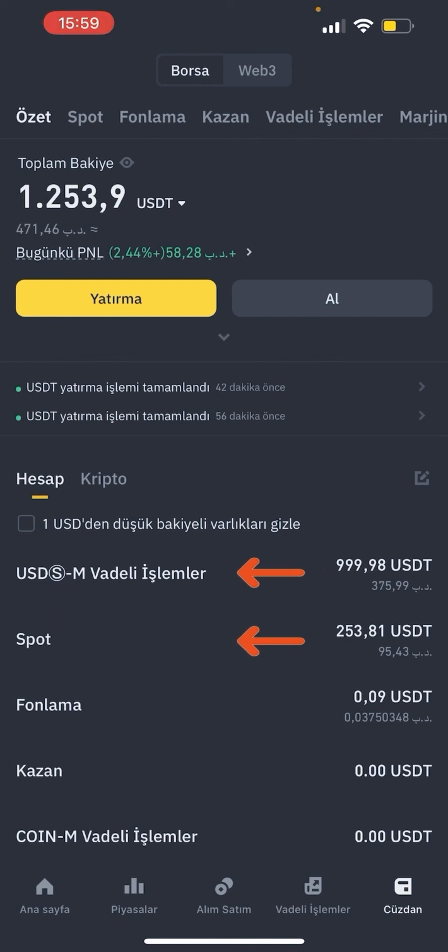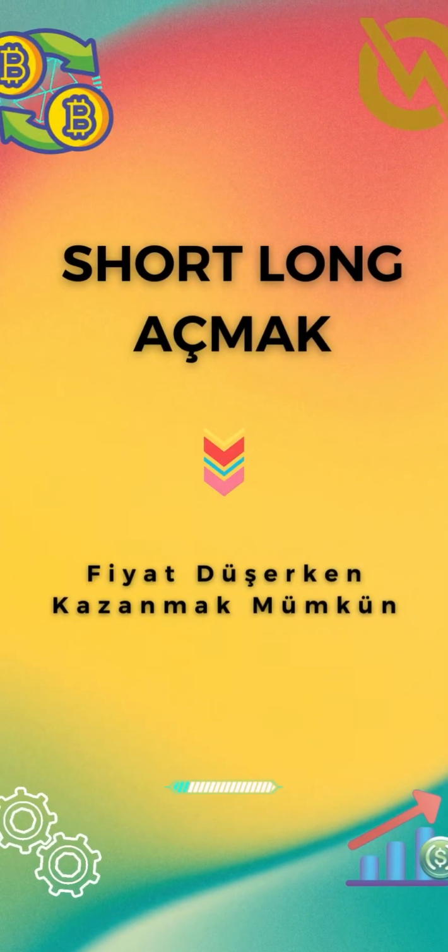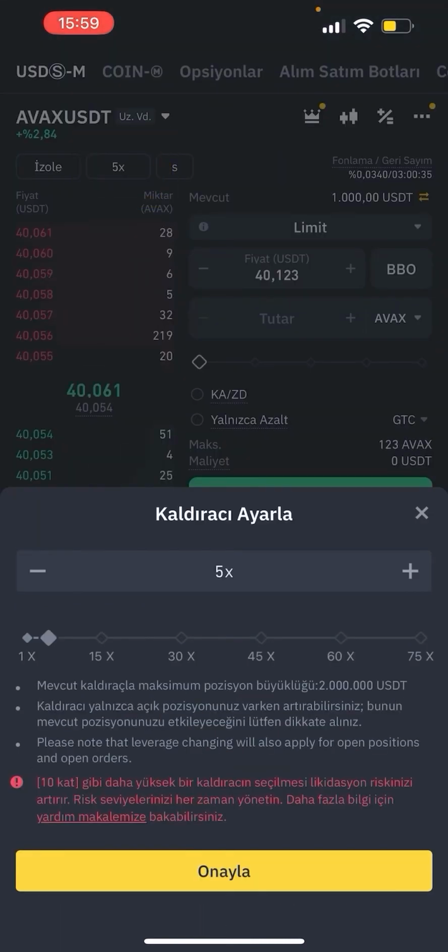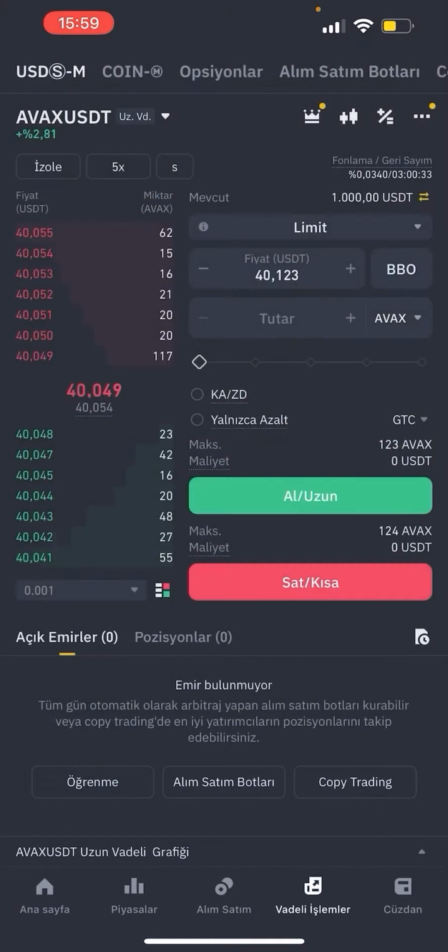I'm back in futures. Now I'm going to open a position. You'll understand more easily from this. It's important that the top one is isolated. Next to isolated is where we set our leverage. I have now set the leverage to 5x. Friends, the part that says limit is my order type, the order type you know from spot. I'm going to enter from the market. I will enter my position directly from the $40 level you see in the middle.